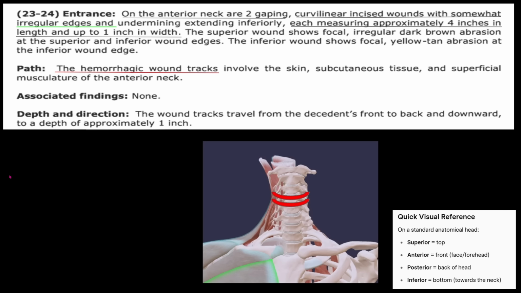There's that. Now, she has the double cut on her neck, just like Maddie, and they're curved linear with somewhat irregular edges. So we know it was from a knife with serrations. What I'm getting is when it says somewhat irregular edges, these are probably more like fine striations, like the kitchen knife, each measuring approximately 4 inches in length up to 1 inch in width.